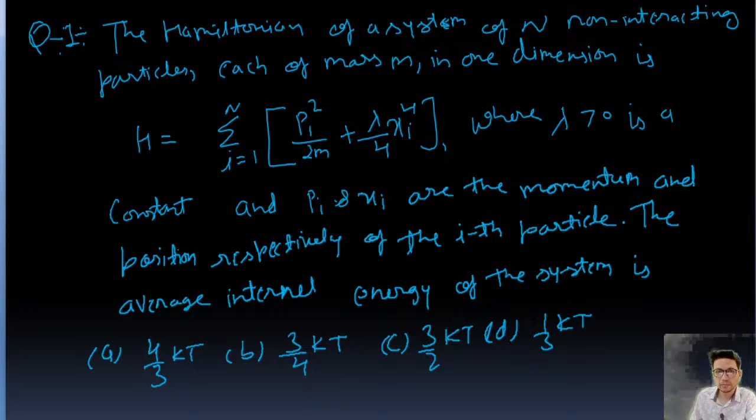It's a good question. The Hamiltonian of a system of n non-interacting particles, each of mass m in one dimension, is given, where lambda is a constant greater than 0. Pi and xi are the momentum and position respectively of the ith particle. You need to find the average internal energy of the system. It's a good question, guys, and I'm going to solve it now.